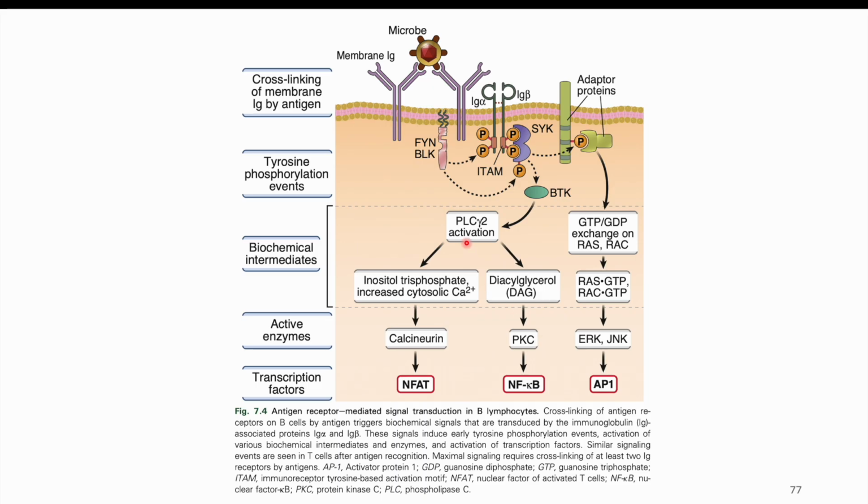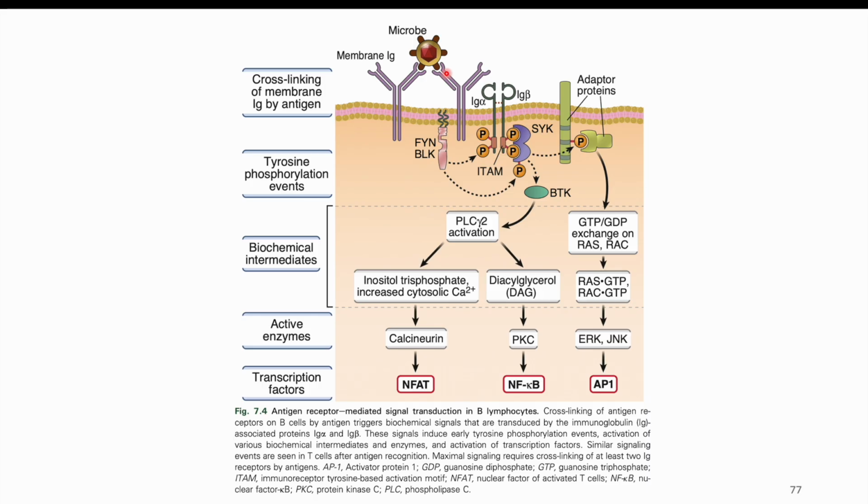These are standard molecules which are present in all the cells, but how they are being activated is the thing which changes the chemistry of that particular cell. How they are being induced changes the way the cell will adapt. So if we see the cross-linking of membrane Ig by antigen, this can be any antibody, any B cell receptor basically. So the antigen has just bound.